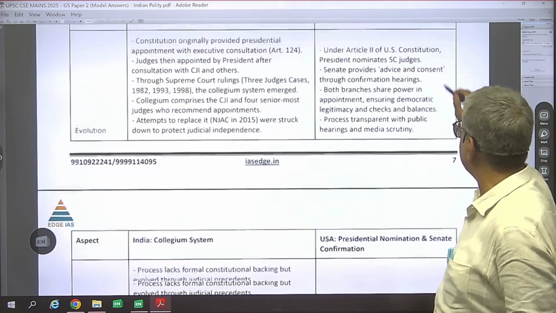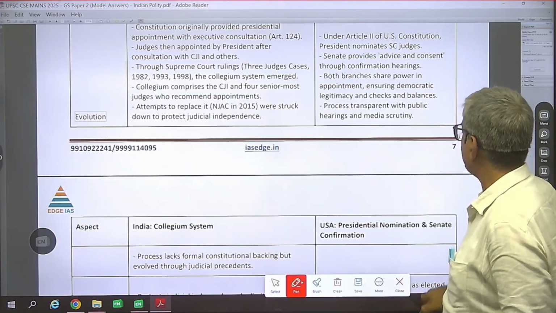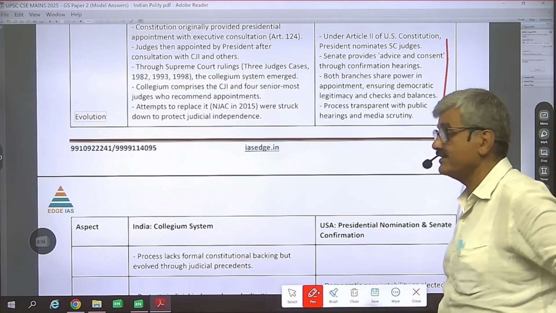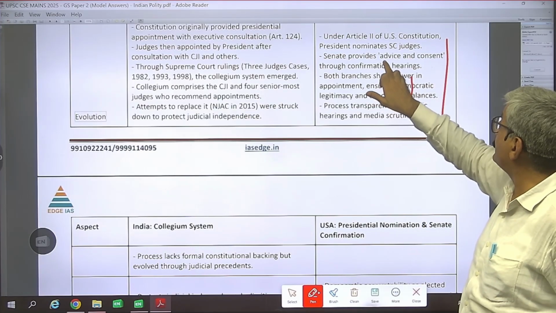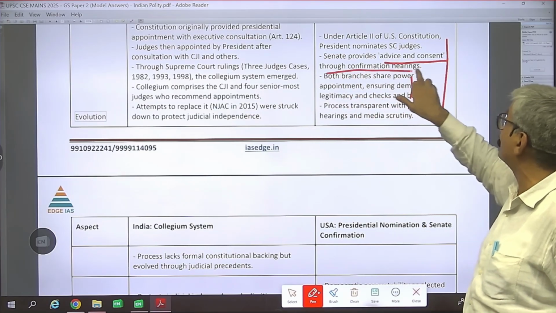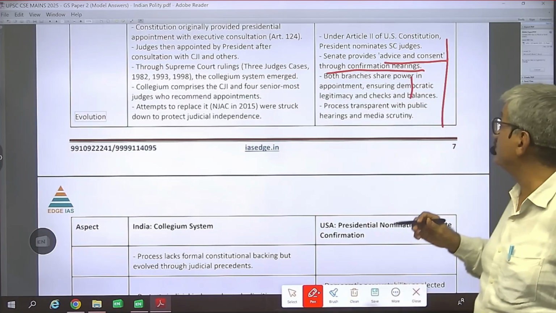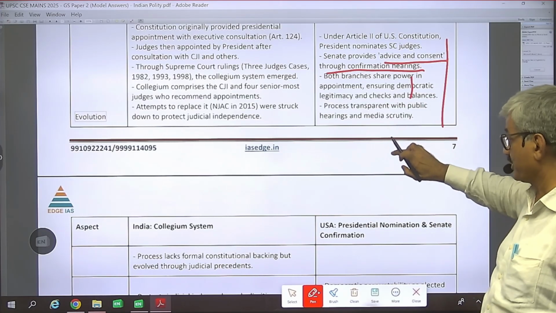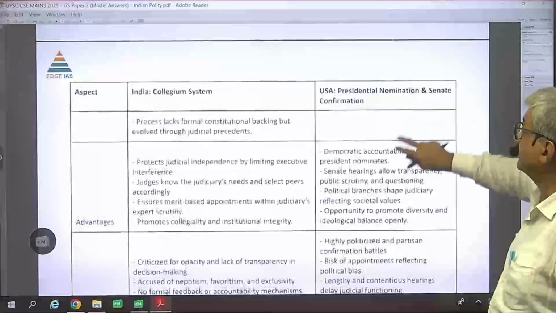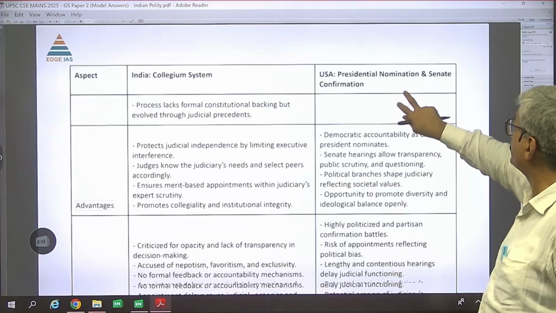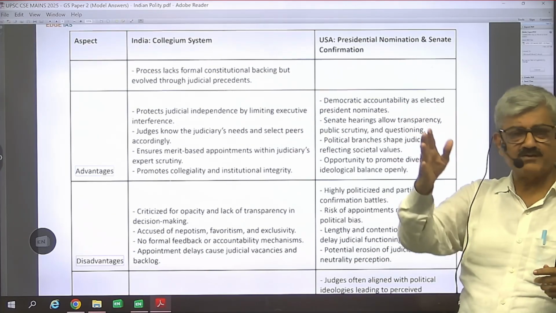Here in USA, what is important? Here the power lies with the President, though the Senate provides advice and consent through confirmation hearings, but it is almost the President who has the last laugh mostly. That is the system: President nomination and Senate confirmation. In India, we don't require confirmation from the Parliament.